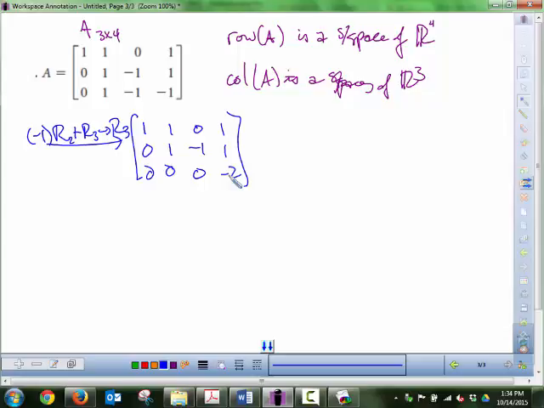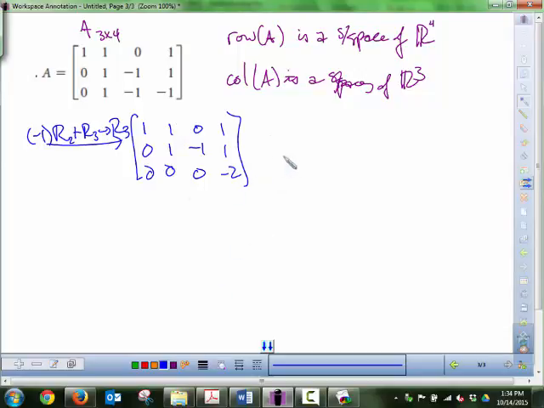Okay? So how many non-zero rows do we have? We have 1, 2, 3 non-zero rows. So our row space is going to be 3-dimensional. Our row space is going to be a 3-dimensional space in R4.